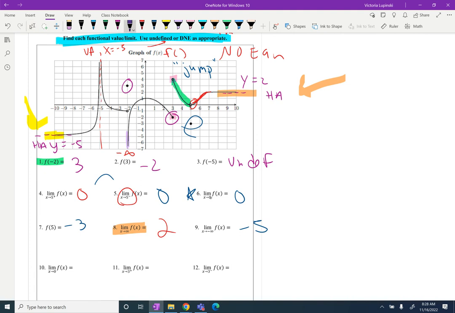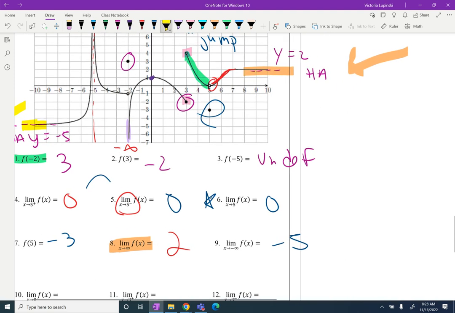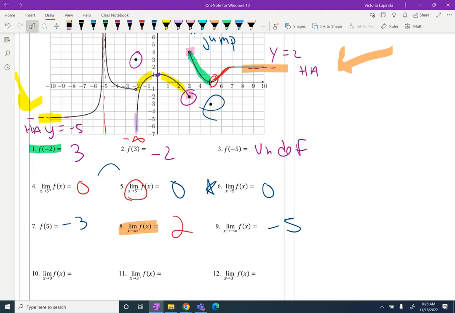How about 0? So this is the point on the graph, 0, 1. If there's no left side or right side, you have to take both and see if they're going to the same spot. So are those two pieces going to the same spot? And if so, where? 1.